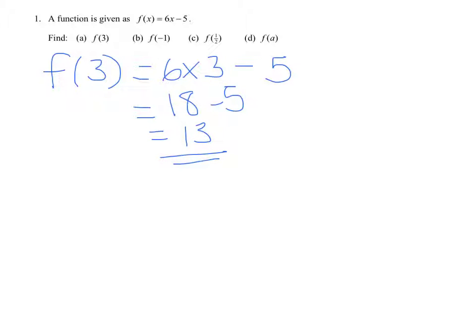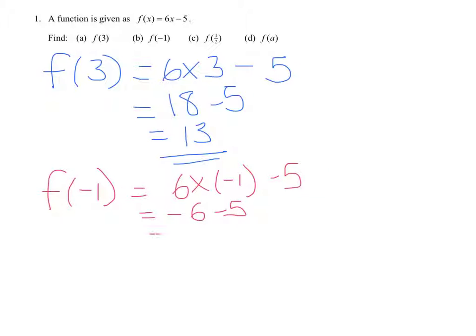Okay, same for part B. f of minus 1. Well, if f of x is 6x minus 5, then f of minus 1 is 6 times minus 1 minus 5. 6 times minus 1 is minus 6. Minus 6 minus 5 is minus 11.